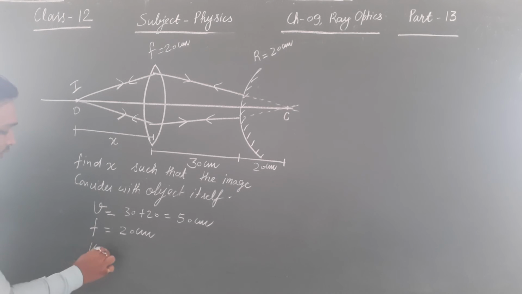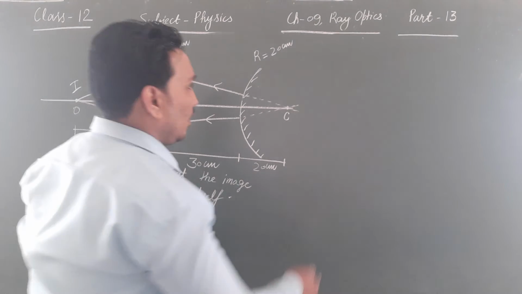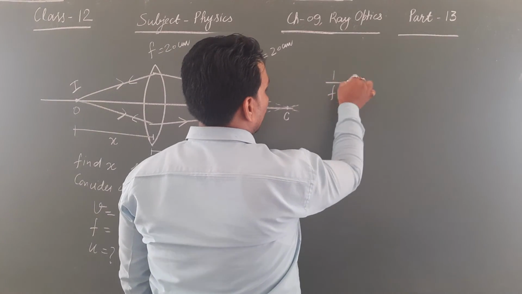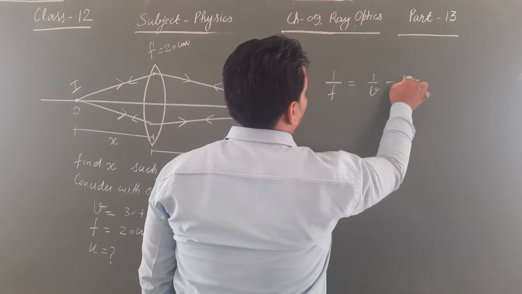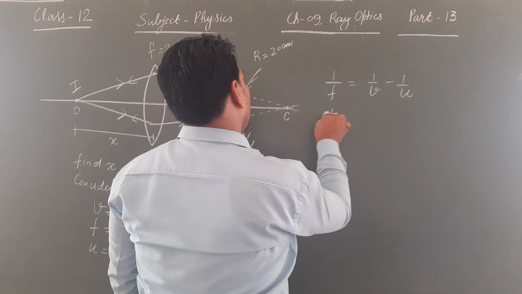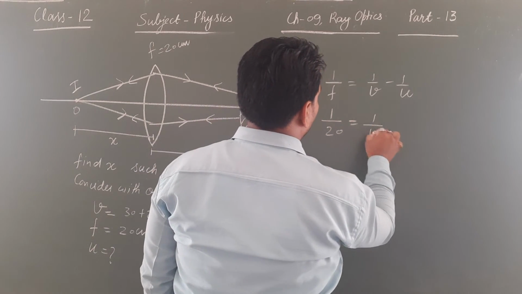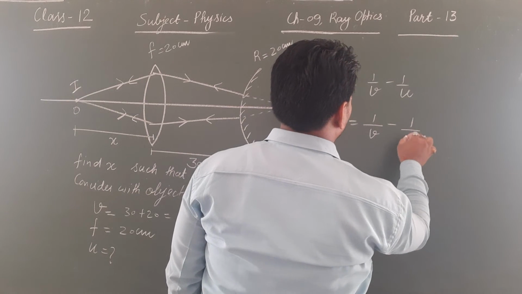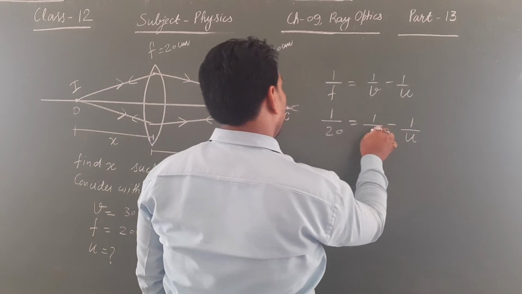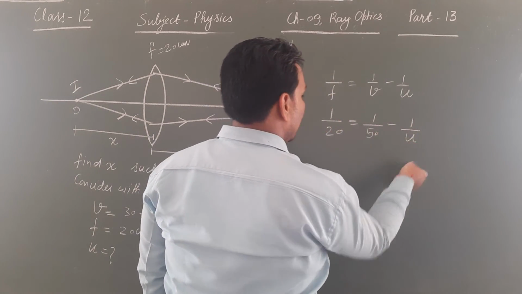What have we been asked? Object distance. Now I think it becomes a piece of cake for you. You can easily solve it. 1 upon f is equal to 1 upon v minus 1 upon u. This is your lens formula. 1 upon f is 1 upon 20, is equal to 1 upon v minus 1 upon u. Sorry, we need to solve for u. So u is placed like that only.